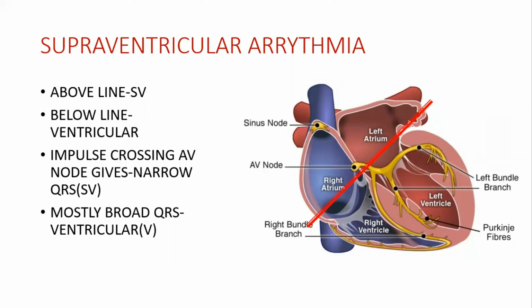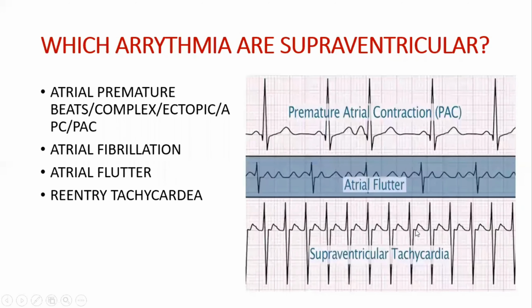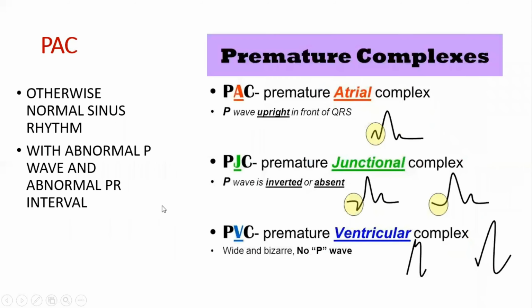Supraventricular arrhythmias: if we draw one line below the AV node, above this is supraventricular, below this is ventricular. An impulse crossing the AV node always gives a narrow QRS, and broad QRS is seen in ventricular arrhythmias. Which arrhythmias are supraventricular? Premature atrial contraction, atrial fibrillation, atrial flutter, and re-entry tachycardia.